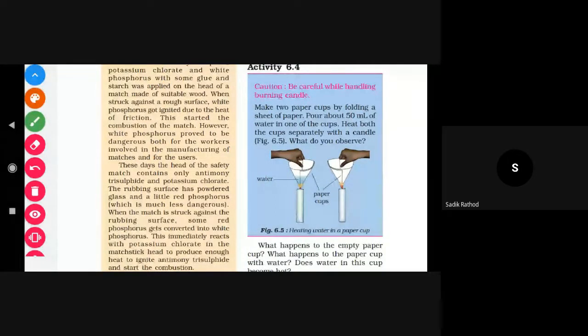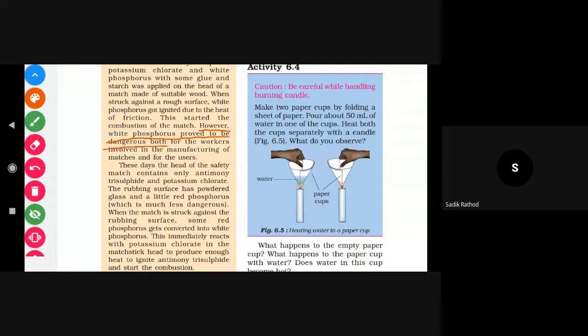Burning candle. No, ma'am, it is on the left hand side of the paper. Okay, ma'am. Burning candle is not the right answer, beta. We are talking about matchstick right now. Matchstick. Yes, ma'am. Fire. Fire is harmful for manufacturers. Is that correct? Yes, ma'am.